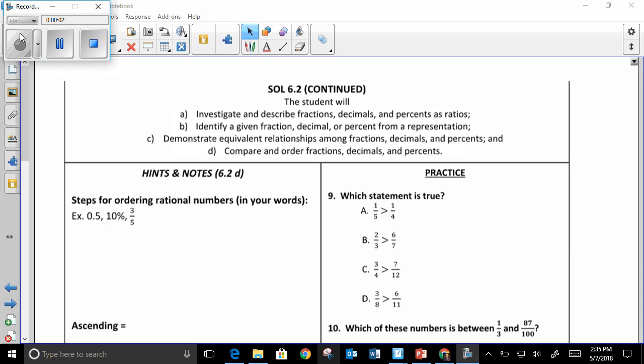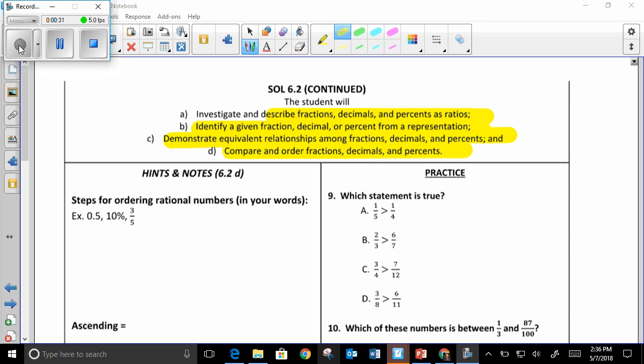This is SOL 6.2 continued. We're still dealing with fractions, decimals, and percents. You have to describe fractions, decimals, and percents as ratios. Also identify a given fraction, decimal, or percent from a representation, and also demonstrate equivalent relationships. Compare and order fractions, decimals, and percents as well.